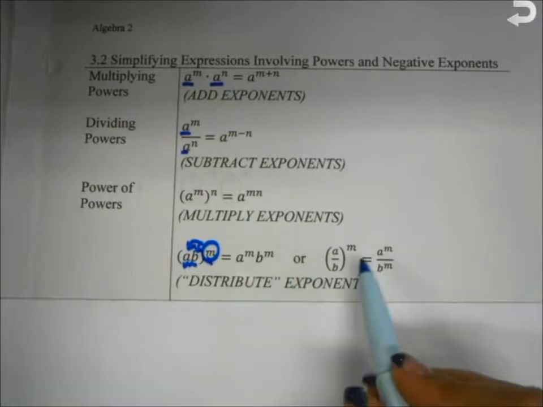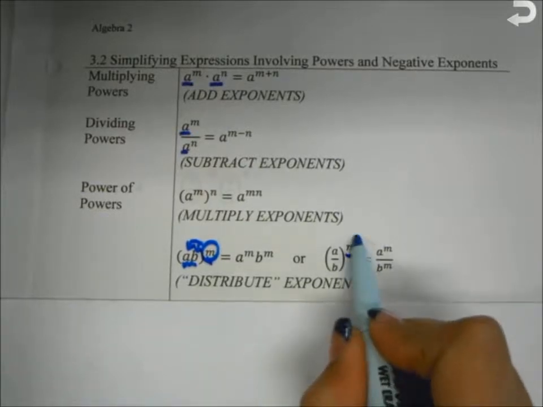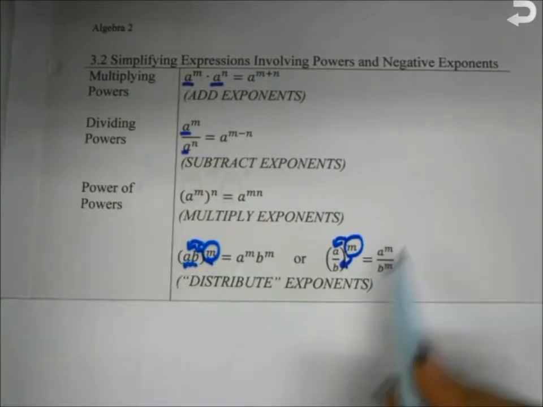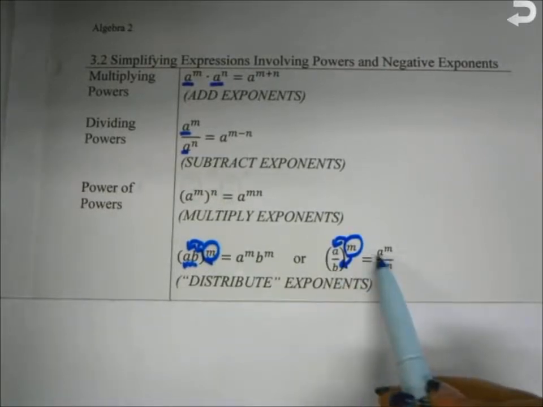The same thing happens when we have a fraction. We just take that exponent and we distribute it to each thing inside the parentheses. So our new fraction would become each different base raised to the exponent.